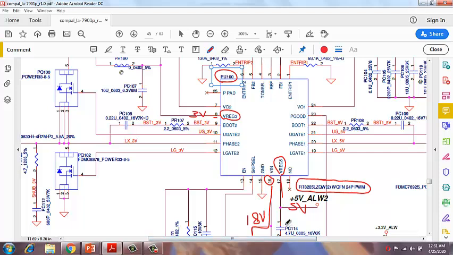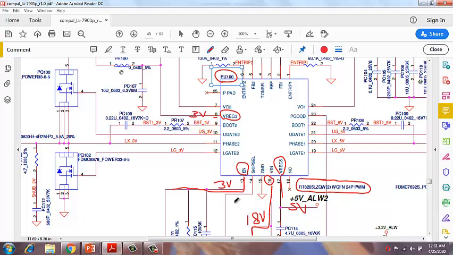Now if we imagine both voltages are coming, then to work this buck converter, this chip needs an enable signal. The enable signal is this one, pin number 13. Pin number 13 is the enable pin, and here we should measure 3 volt.